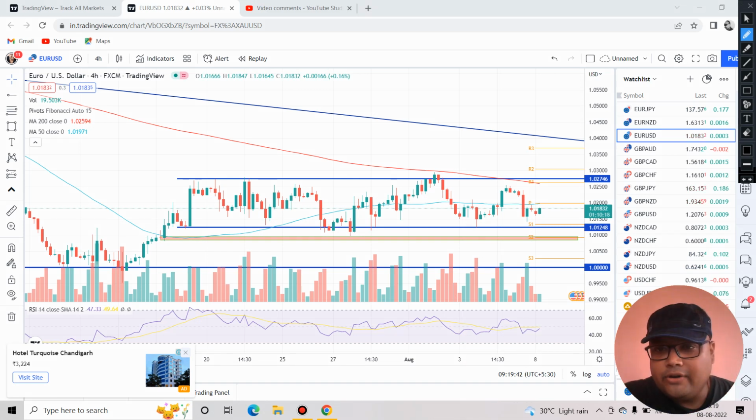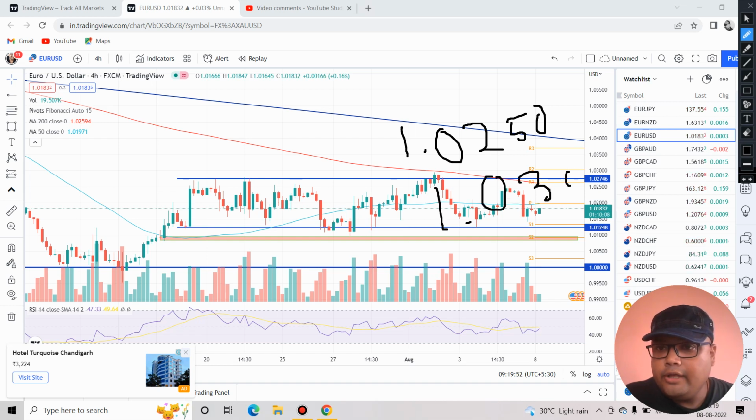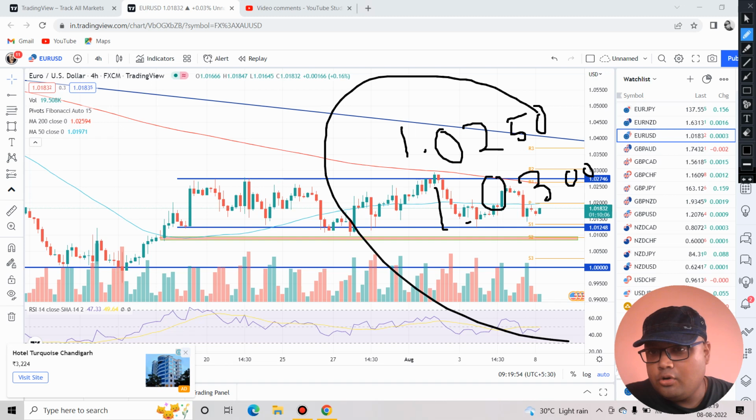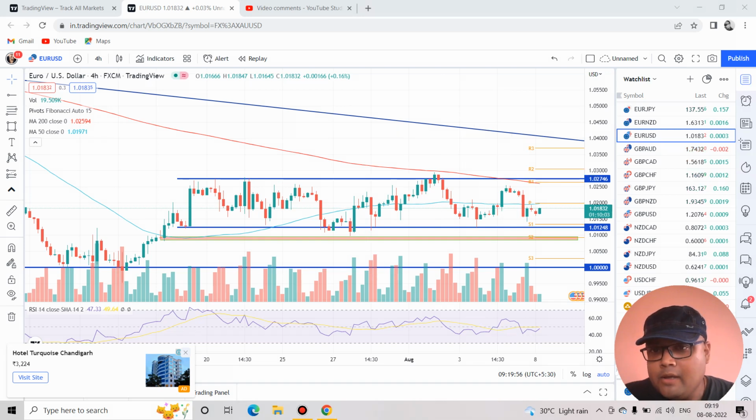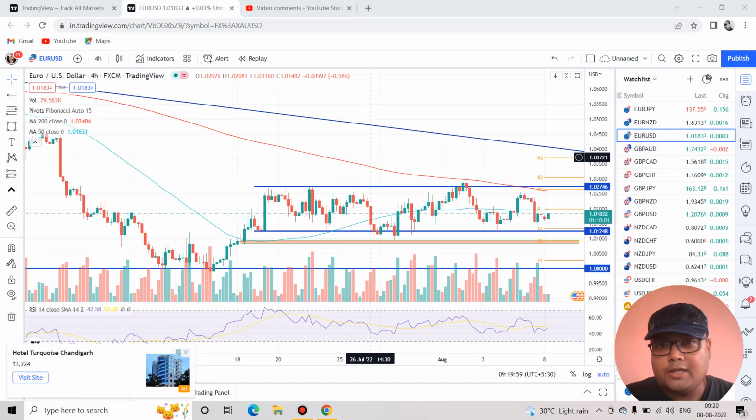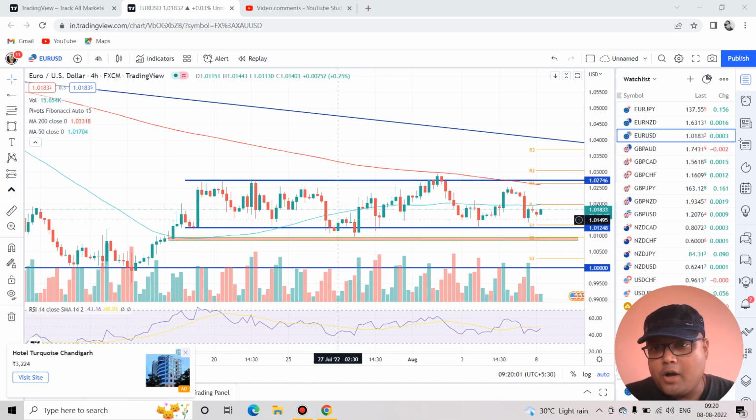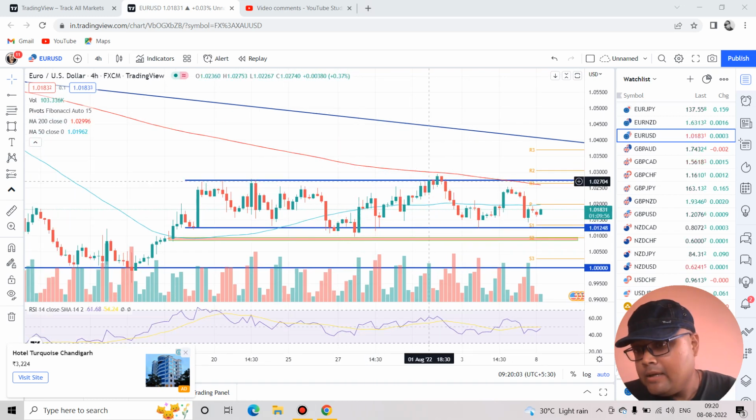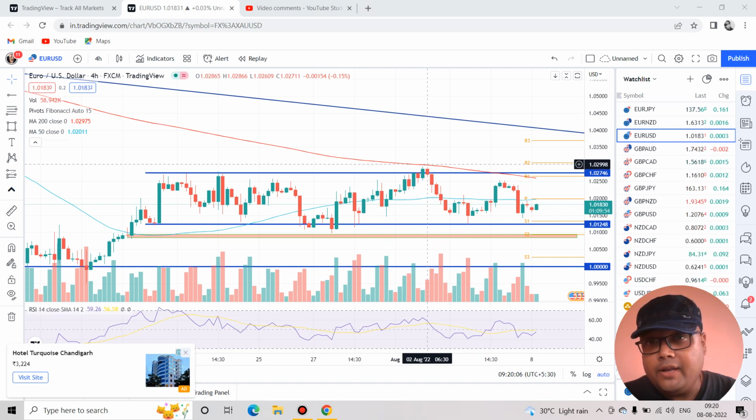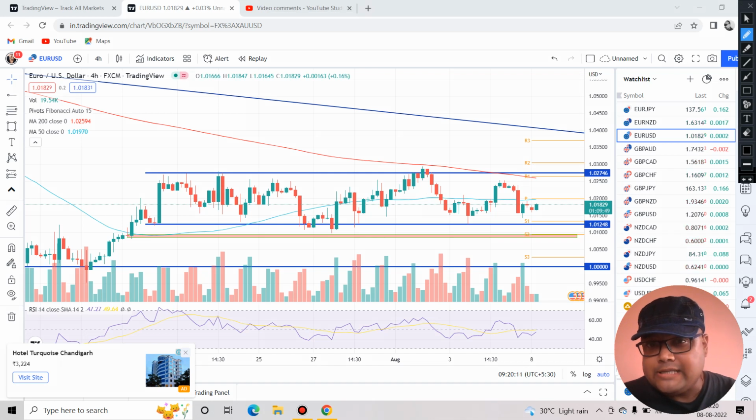then yes, we have a resistance zone around 1.0250 to 1.0300. This is the resistance zone for the chart of Euro USD. Why? Because you can see this is a range bound market. So sellers at the top, buyers at the bottom, and as well as we also have the red line, the 200 moving average. The red line is the 200 moving average acting as dynamic resistance. So yes, there is a possibility that market will be reversing from here.